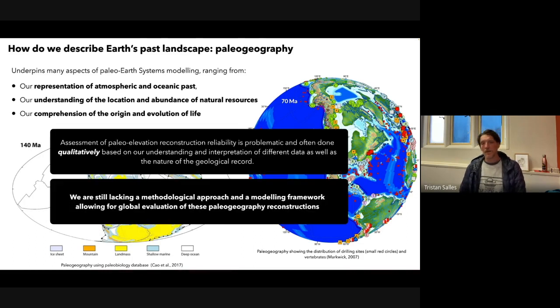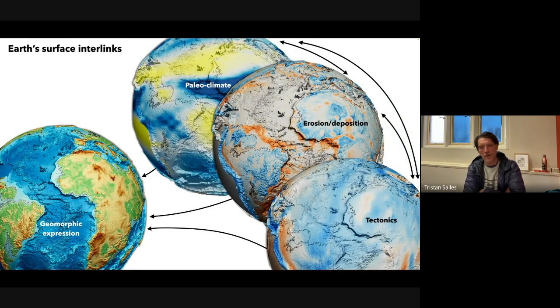So what we thought and what we did in our study was to look at this paleogeography and see if, from this reconstruction, which is mainly qualitative, there is a way to define a framework or a kind of methodological approach that could allow us to have a better quantification of this reconstruction. To do so, we tried to combine the different information that we had.